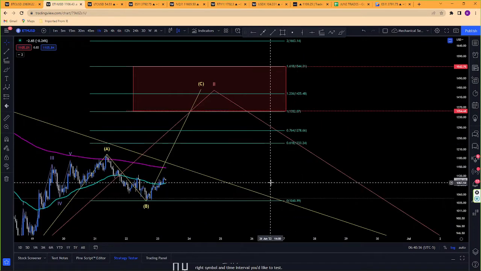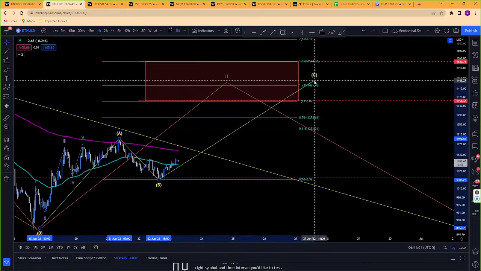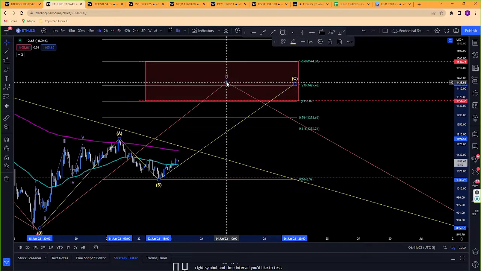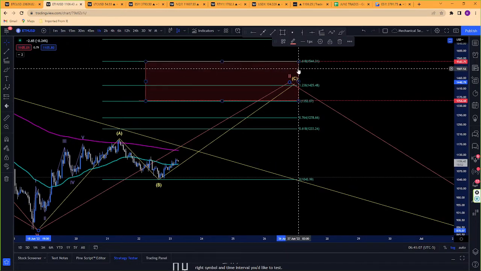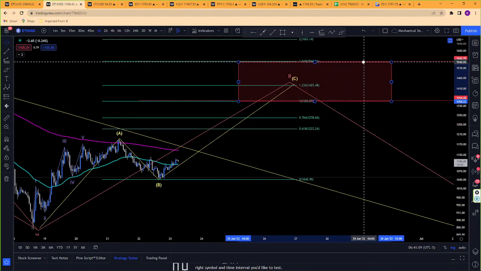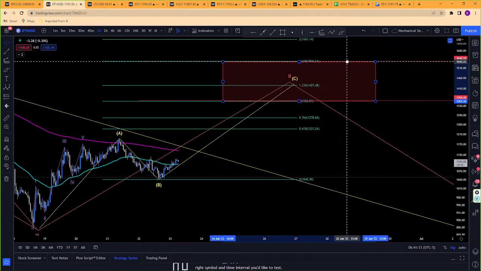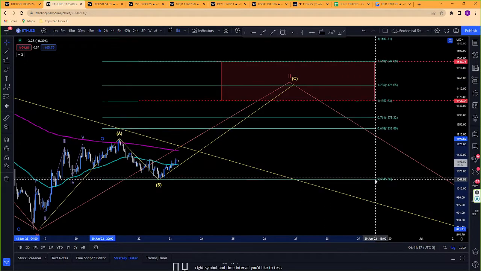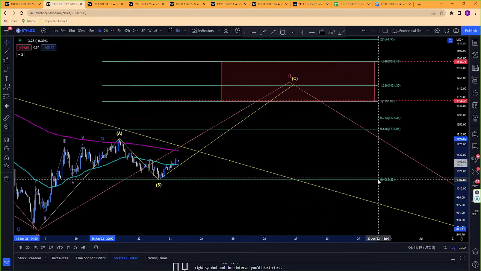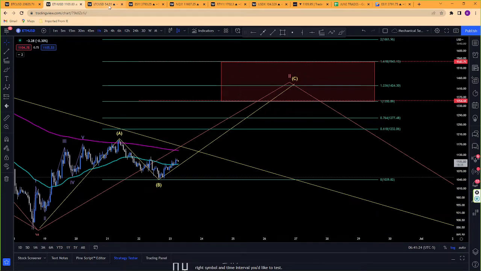So just watching and waiting on these, waiting for this wave to unfold properly. There you go. Just waiting for this stuff to unfold.